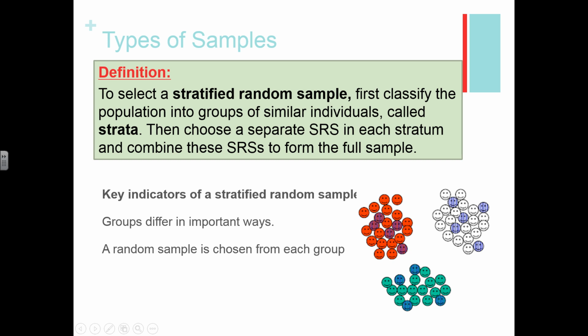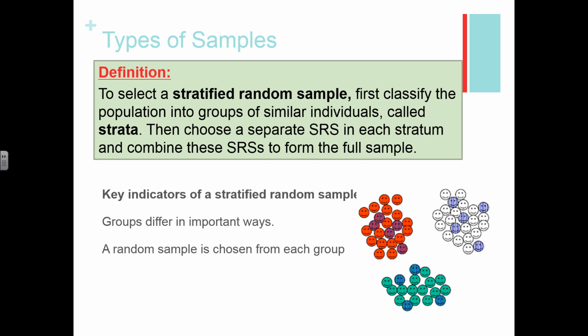So again, I split them up into groups. The groups themselves are different, but within the group, the individuals are the same. And then I'm picking a simple random sample from within each group. That way I'm guaranteed to get a couple red, a couple of white, and a couple of green.